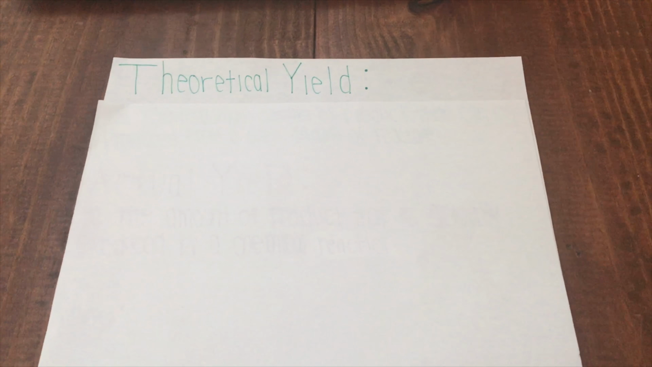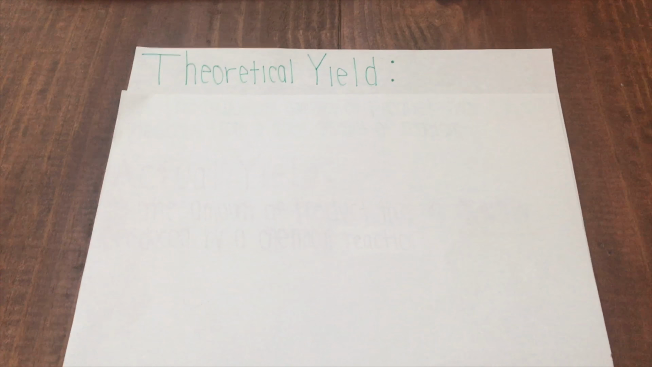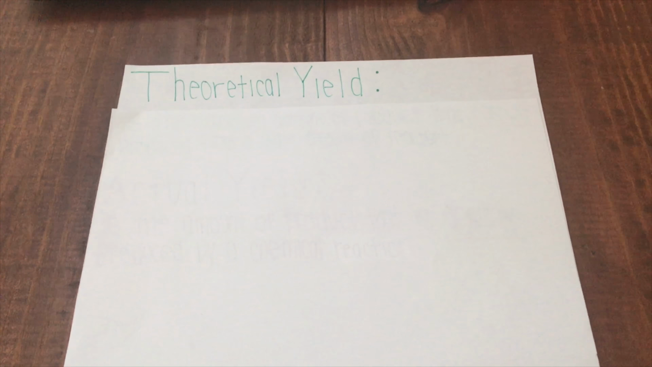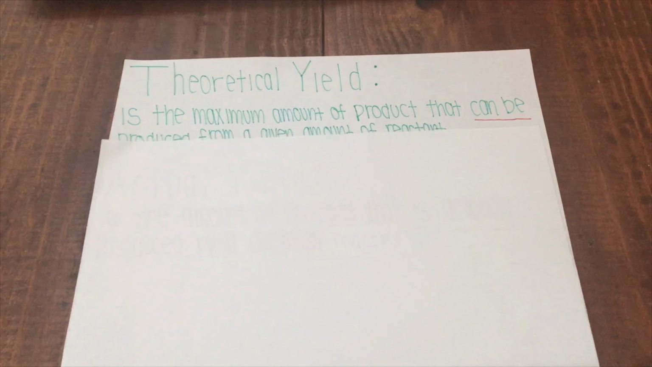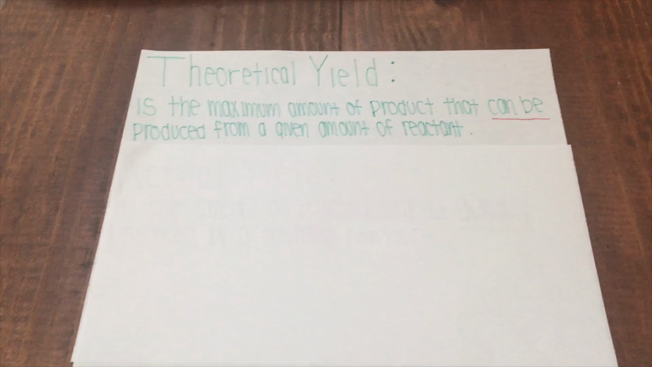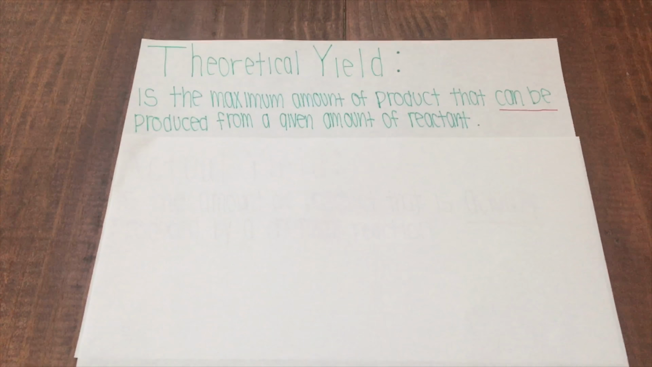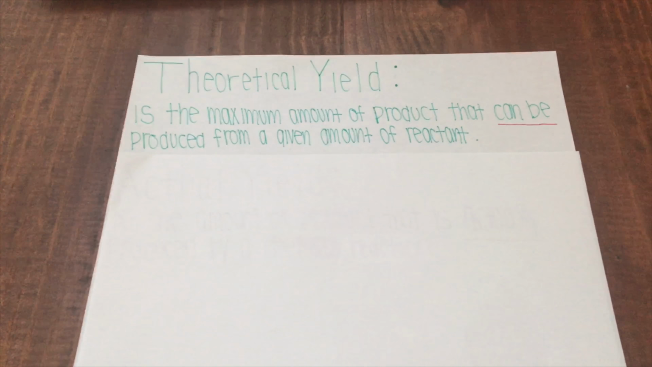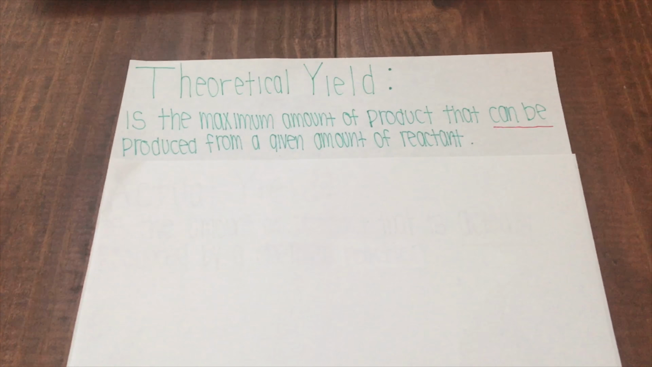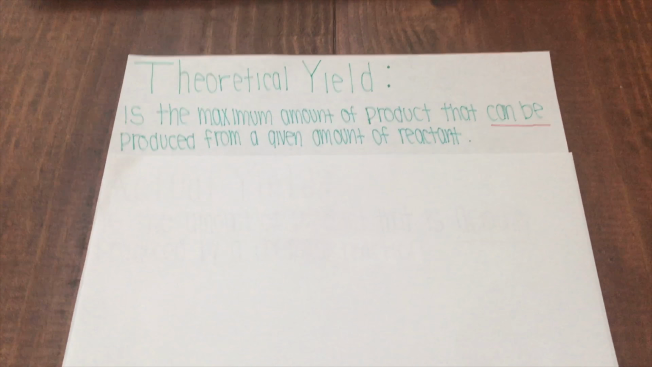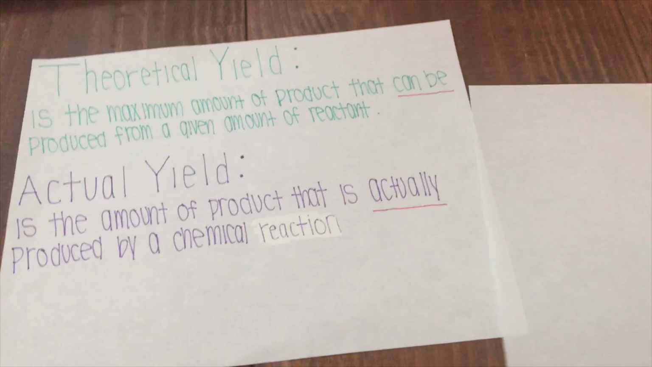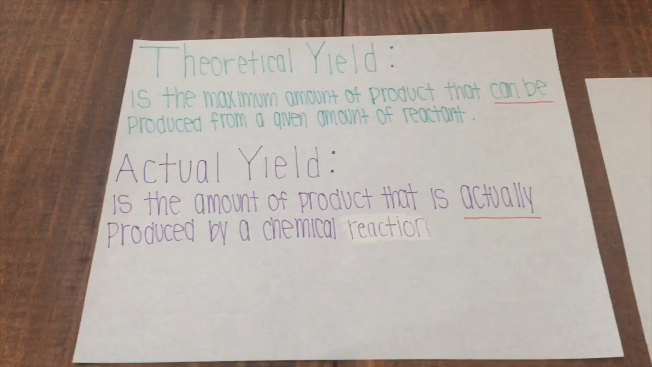You probably have already learned about theoretical and actual yield, but let's review the terms quickly before we begin our video. First of all, theoretical yield is the maximum amount of product that can be produced from a given amount of reactant. This will rarely happen. A good high school lab will be around 85% of the theoretical yield. Secondly, actual yield is the amount of product that is produced by the chemical reaction.